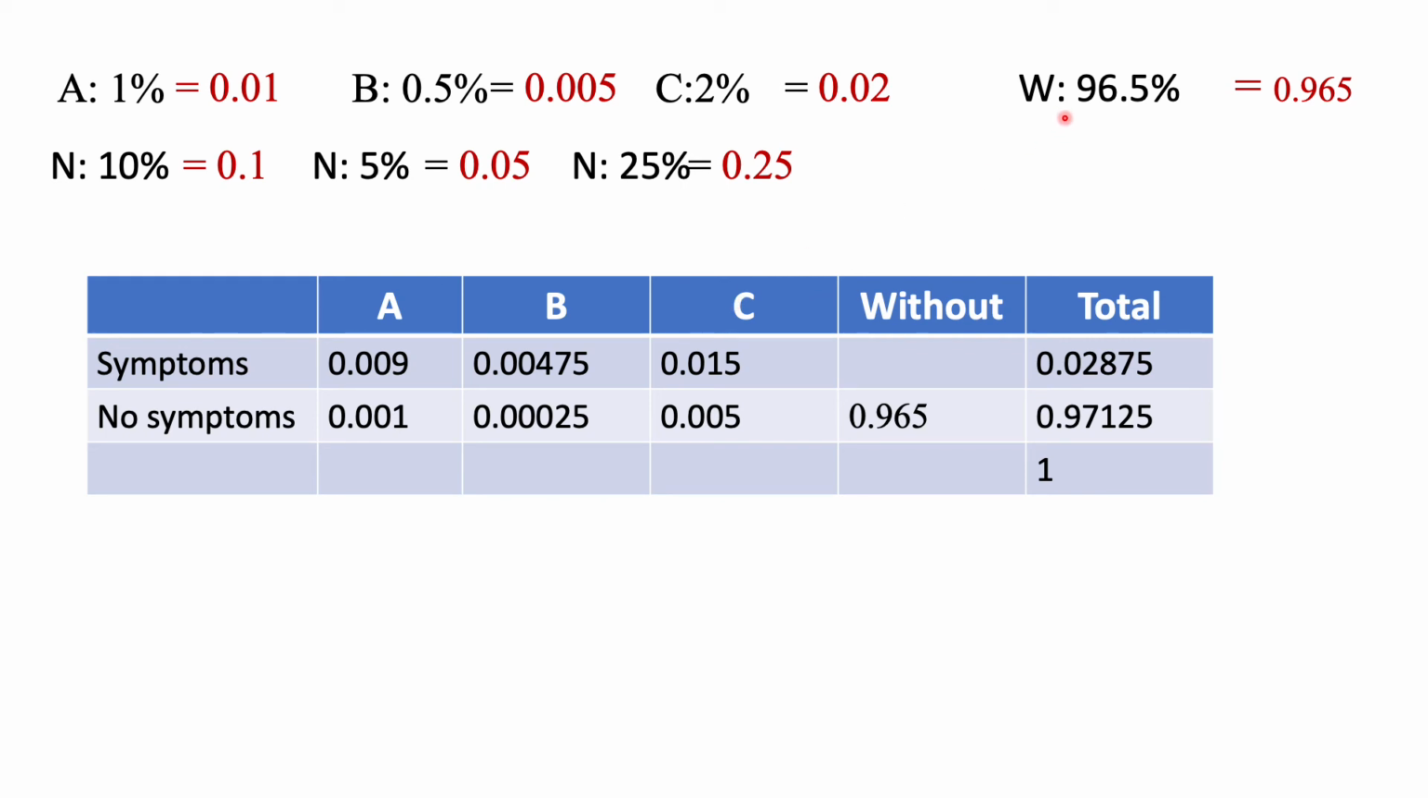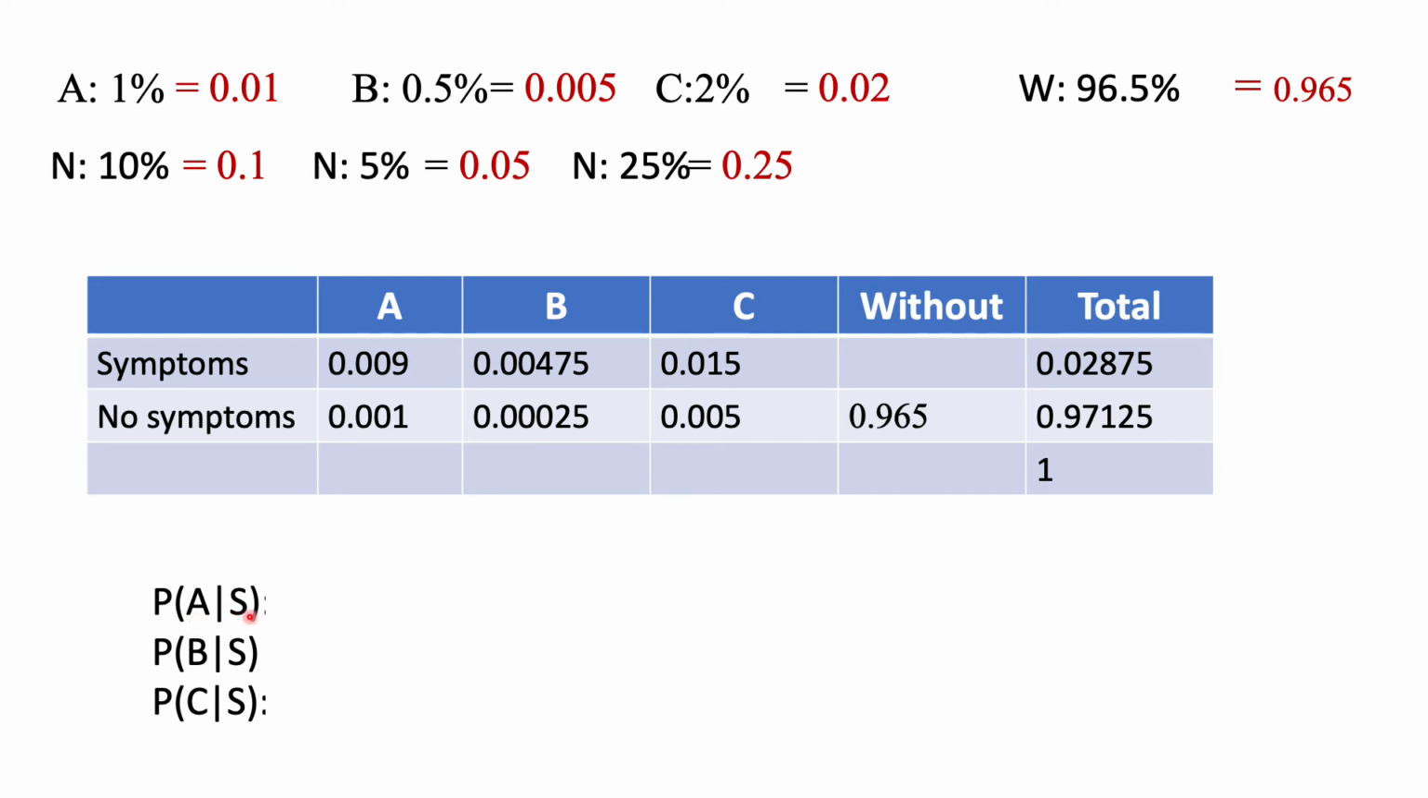Those people who don't have the disease don't have symptoms. So that's why I put it in this cell. Then the total of people who have symptoms and the total of people who don't have symptoms should equal 1, because we are dealing with probability, and as we said, the probability scale is from 0 to 1.